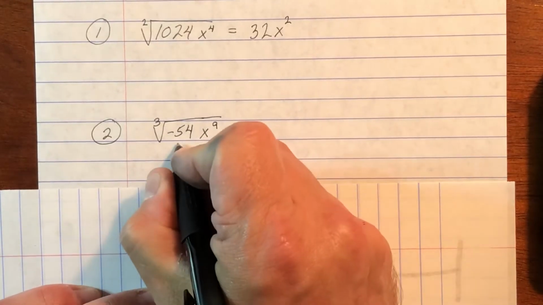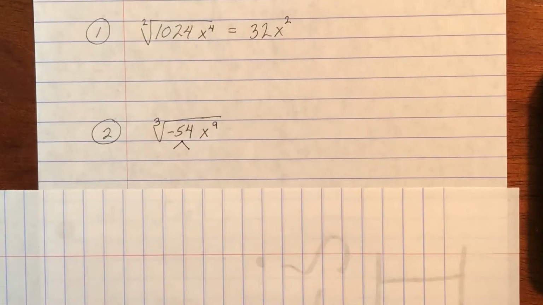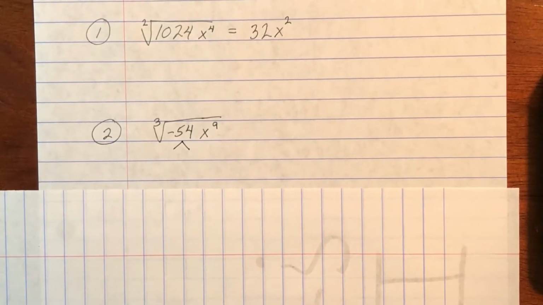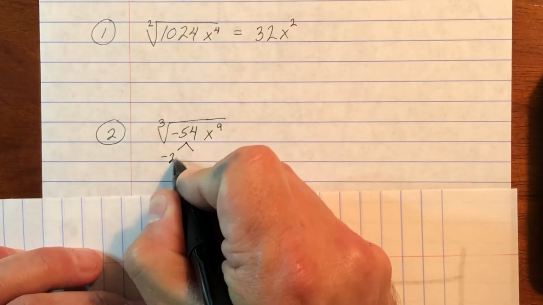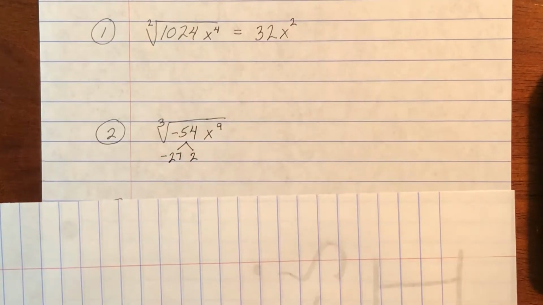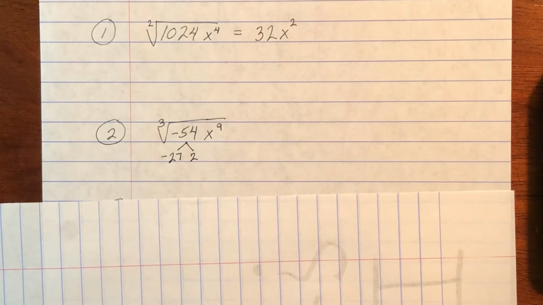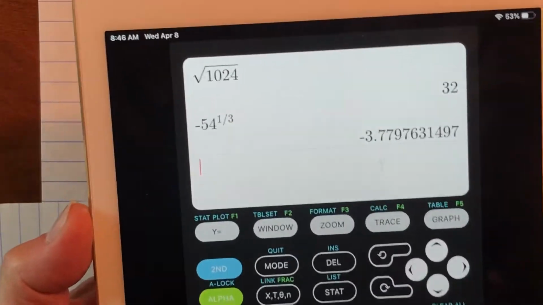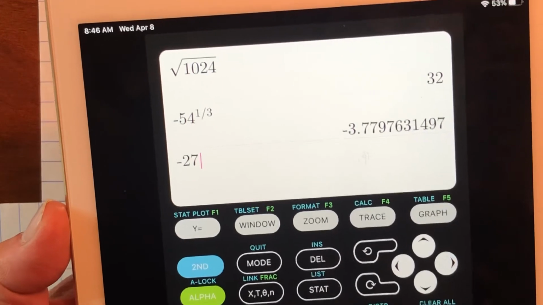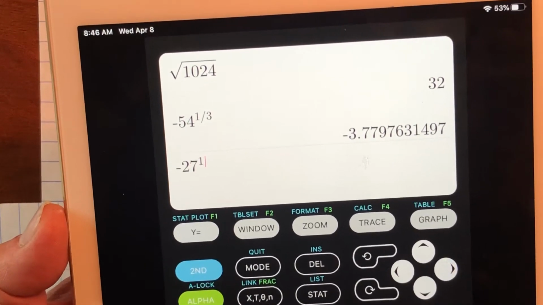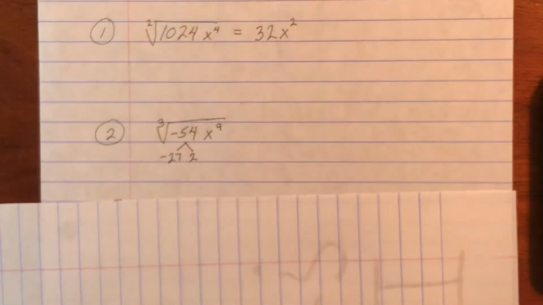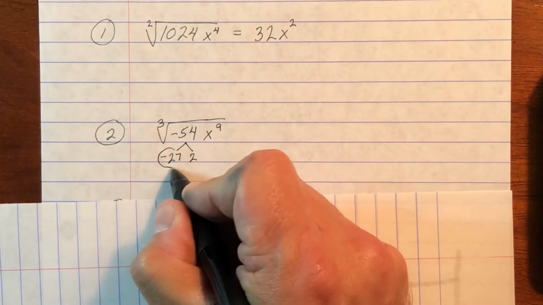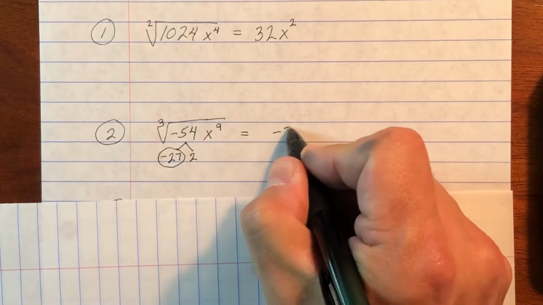You want to try to break this 54 up into two numbers where at least one of them is a perfect cube, so it can come out of the radical. The way you could do that is, we know that 3 to the 3rd power is 27. So negative 27 times 2 is 54. If you take negative 27 to the 1/3 power on your calculator, you can see that that's negative 3. That works. So the negative 27 is a perfect cube, and it comes out as a negative 3.